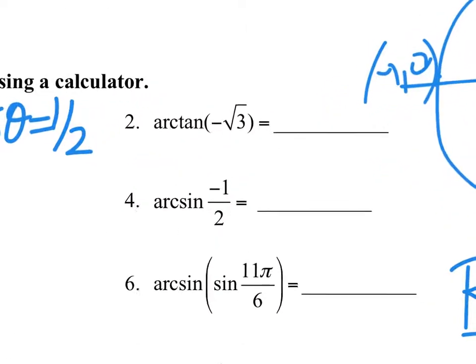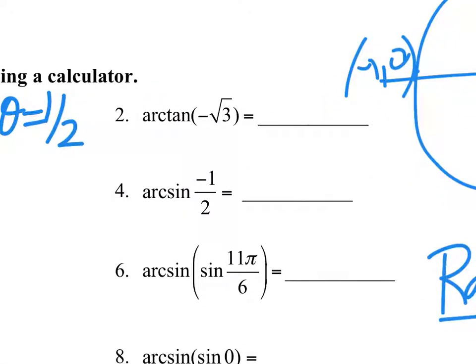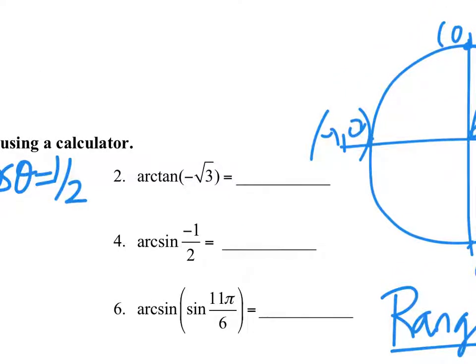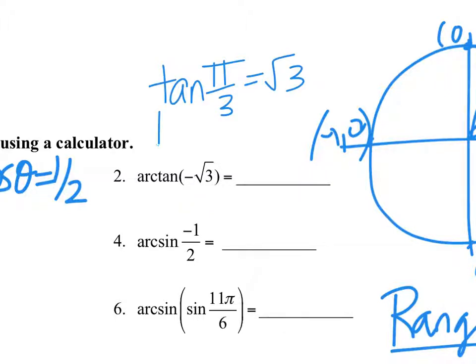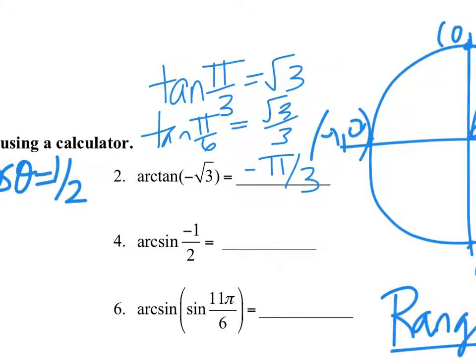Okay, here we go, number 2. Arctan, did you memorize this one? Me too. I finally did after all these years. The tangent of pi over 3 is rad 3, and the tangent of pi over 6 is rad 3 over 3. So what would be the arctan of negative rad 3? That would be pi over 3, but since it's negative, my answer is negative. You got that one?